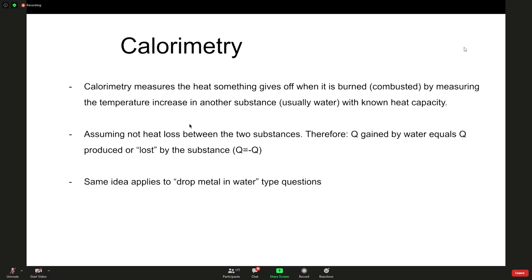The same idea applies if you drop, like, palladium or something in water. If it's at 200 degrees, and then the equilibrium temperature drops to, say, 28 degrees from the original 22 degrees water, then it's the same idea: heat is always going to flow to where the temperature is lower, where there's a lower amount of heat. All the heat lost by the metal is going to be heat gained by the water. And you can figure out how much heat goes in as long as you know the temperature difference, the heat capacity of the substance, and the mass.